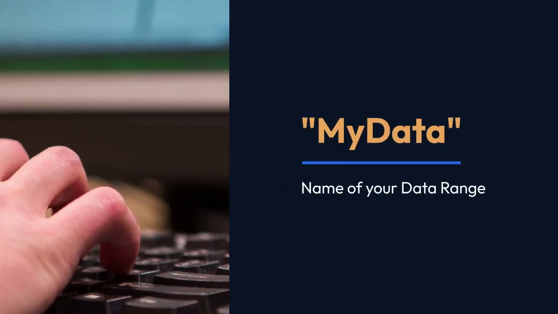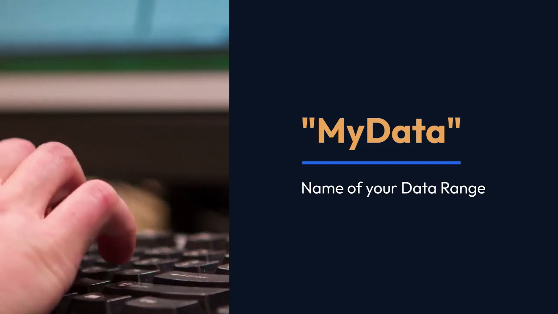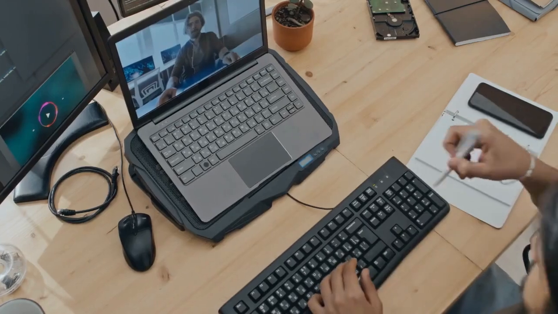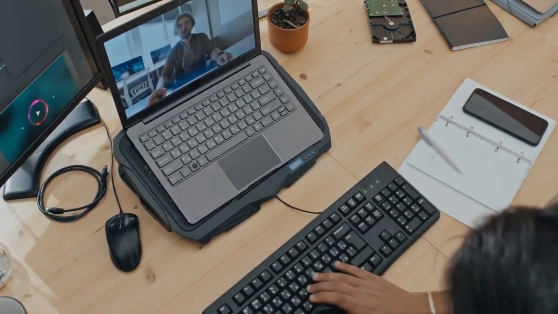Remember to replace My Data with the actual name of your data range and Sheet 1 with the name of your worksheet. After writing the VBA code, you can assign this macro to a button to make it easily accessible.